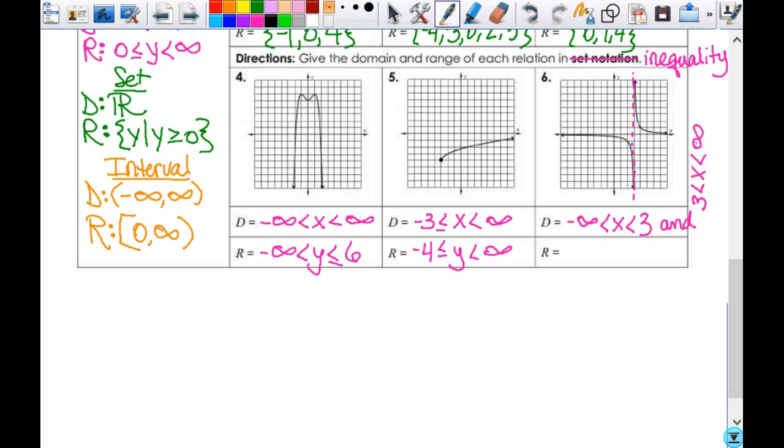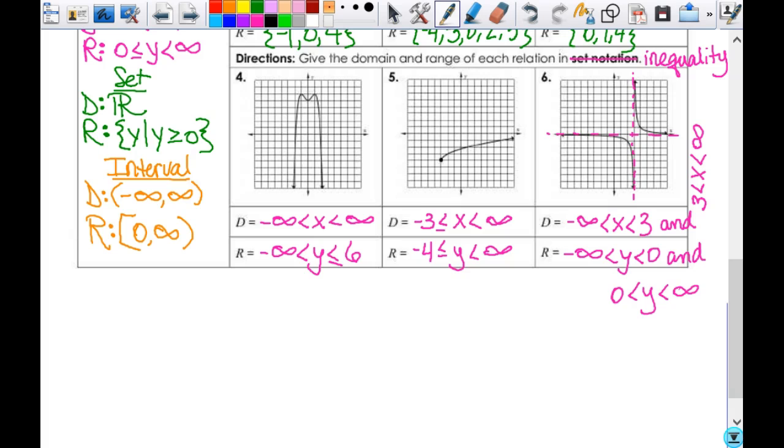So for my range, I'm starting down here at -infinity, which is less than y. I'm going to go all the way up, and then what's happening here at the x-axis? Not for inequality. Inequality, it should be a word. So less than, what's happening here at the x-axis? It's another asymptote. So we have a horizontal asymptote as well. So we're never actually going to get to 0. And then it's going to be and 0 is less than y, which is less than infinity. Okay? We good? Any questions so far?